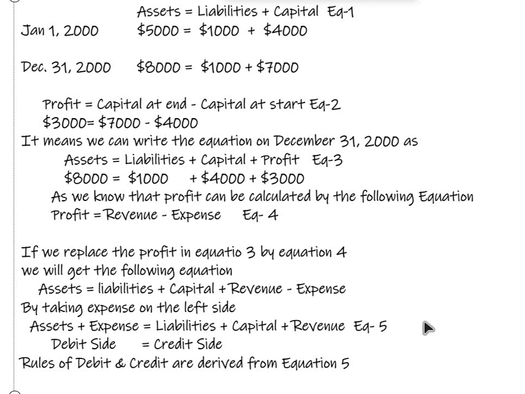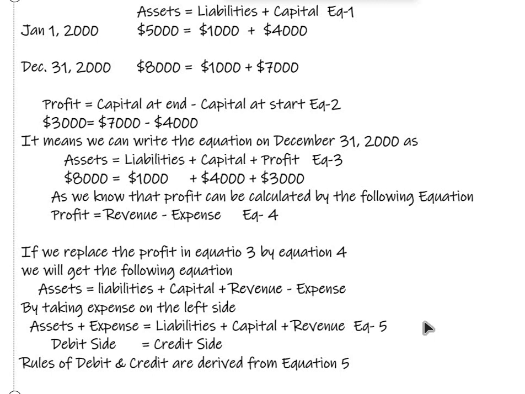You can see that assets and expenses are being increased on the debit side and vice versa. If we change the side of asset or expense from the debit side to the credit side, it will be decreased. As well, liabilities plus capital plus revenue are being increased on the credit side. They are with positive signs. If we change the side of liabilities or capital or revenue from the credit side to the debit side, all will change their signs, or they will be decreased.